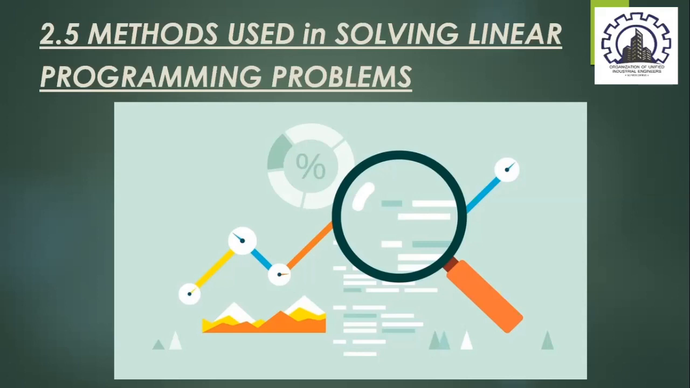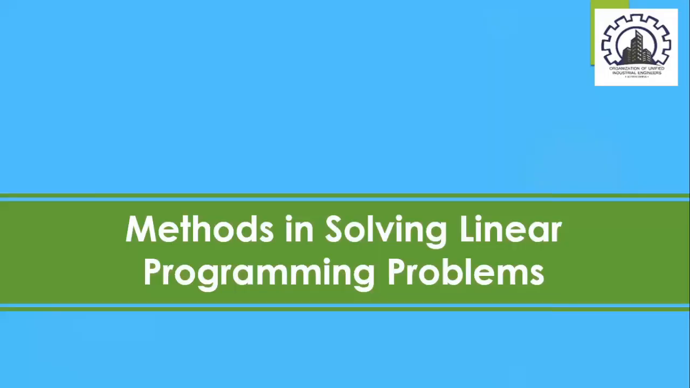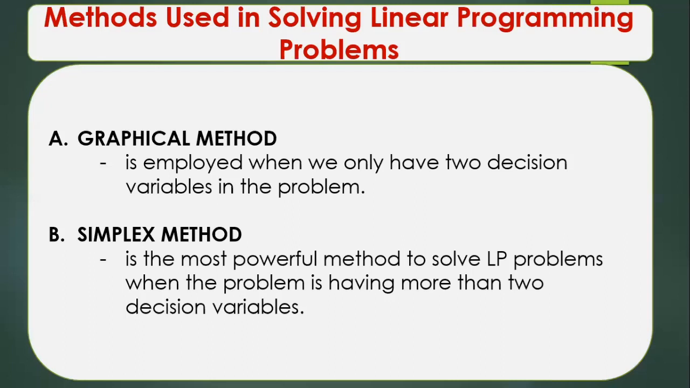There are various methods that are used to solve linear programming models. What are these methods? The first method is the graphical method. The graphical method is employed when we only have two decision variables in the problem. To deal with more decision variables by the graphical method becomes more complicated because we have to deal with planes instead of straight lines. Therefore, in the graphical method, let us limit ourselves to two variable problems only.